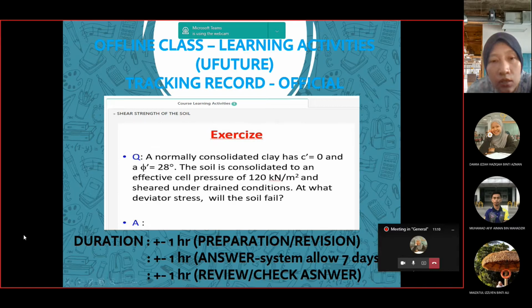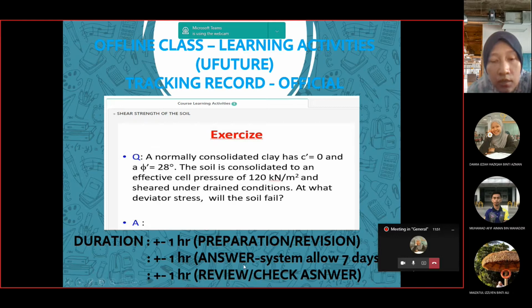As you can see, the total for ODL or whatever approach that we use during COVID-19 is only around a maximum of 6 hours per week. So the duration for the learning activities is around 1 hour, but the system allows you to answer during 7 days. Whenever you want to answer, whether on Monday, once you click the question, you are given 1 hour to complete the task.